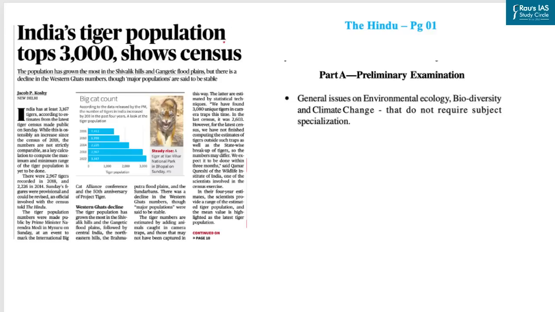So our next discussion is based on this article which appeared on page 1 in The Hindu newspaper. The context of this article is that on the occasion of the commemoration of 50 years of Project Tiger in Mysore, Prime Minister Narendra Modi released the figures of the fifth cycle of India's tiger census, revealing that tiger numbers have once again increased in the country.